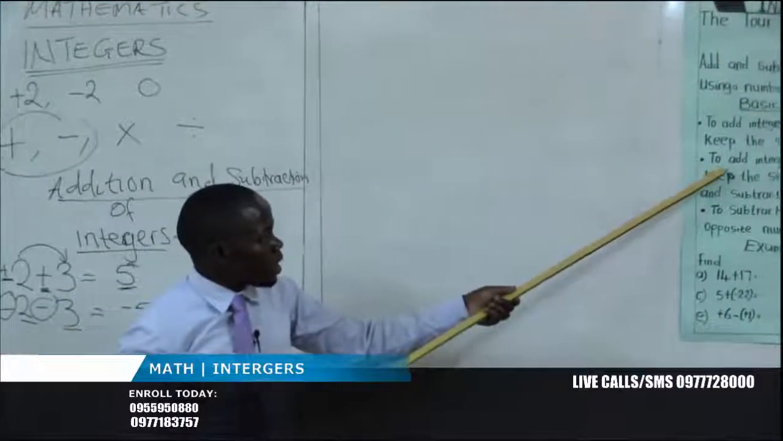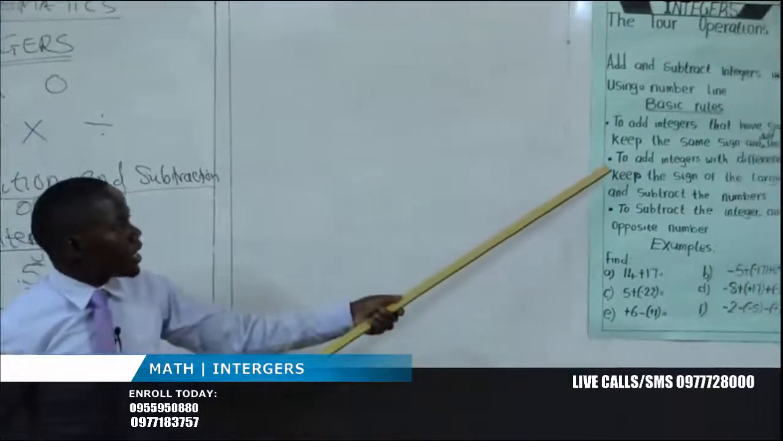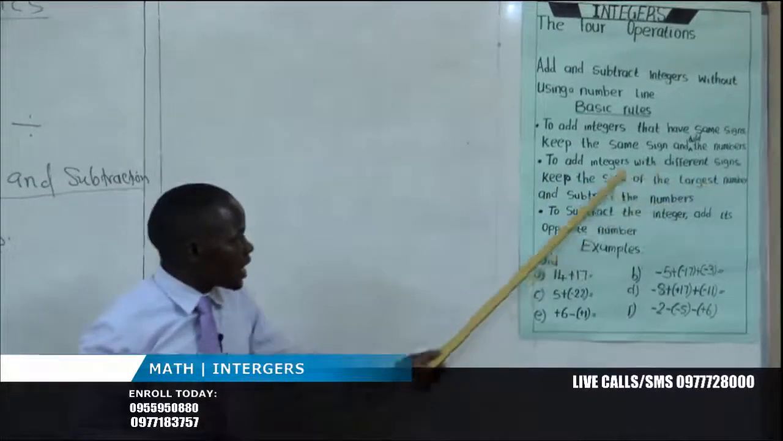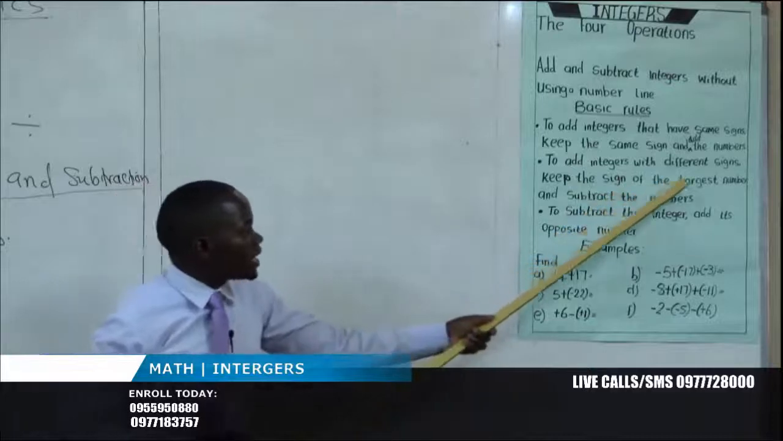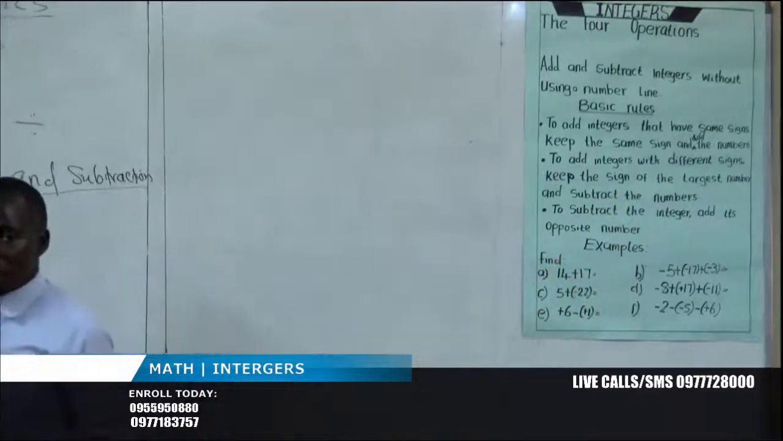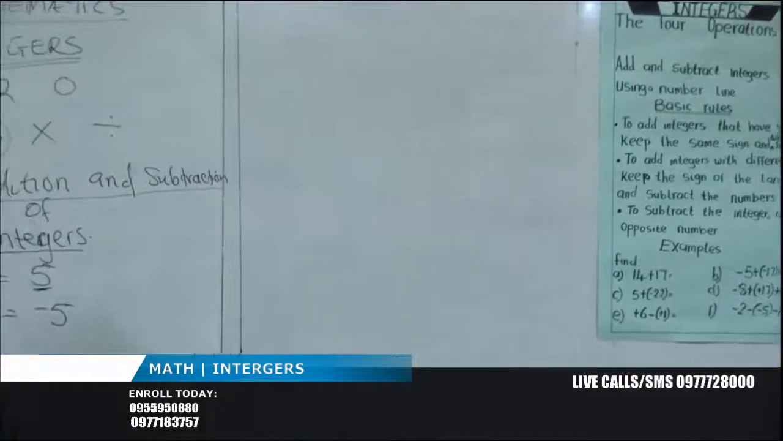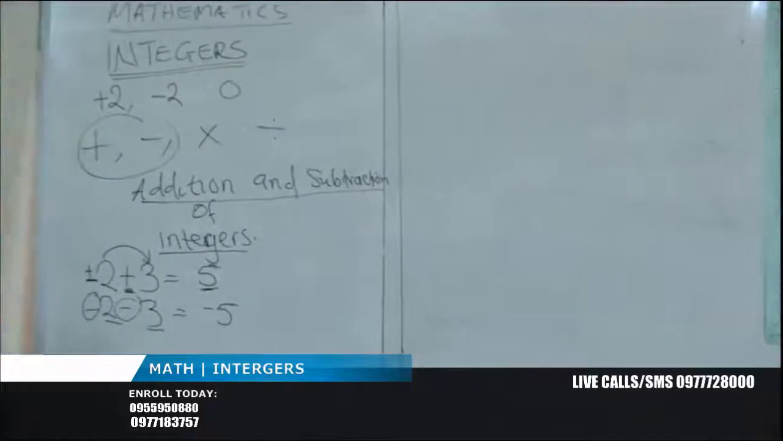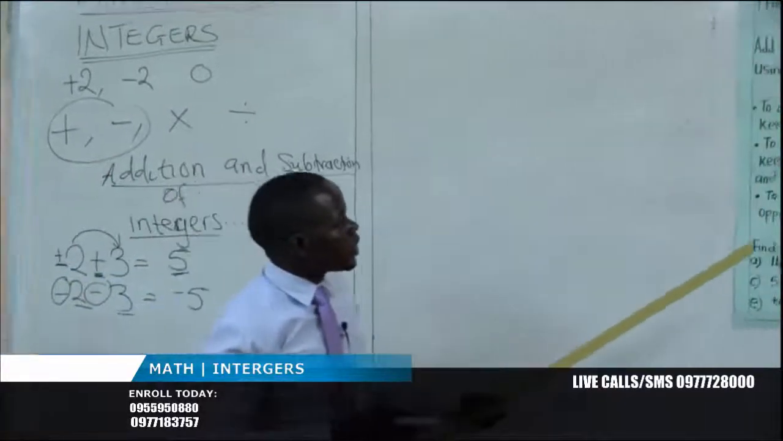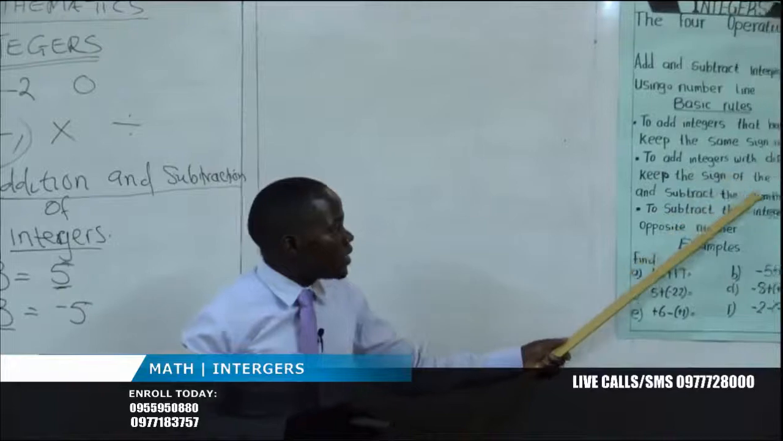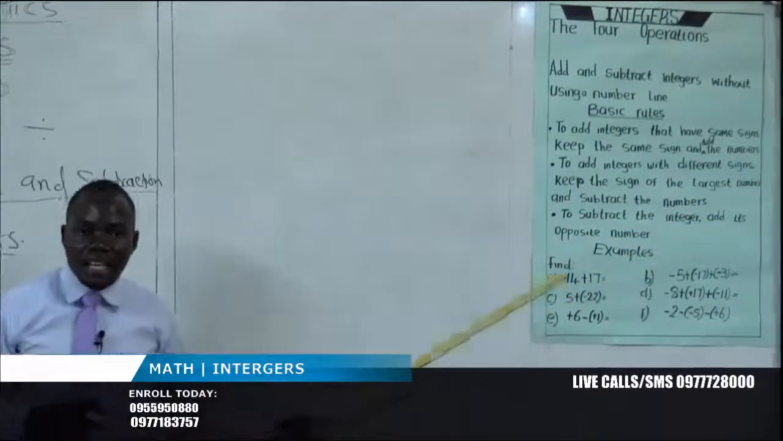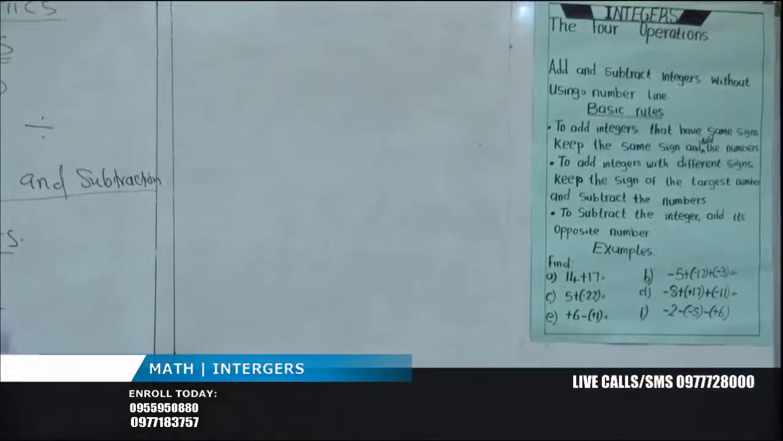Let's go to rule number 2. The rule number 2 says to add integers with different signs, keep the sign of the largest number and subtract the numbers. Very, very important. When you have got 2 different signs, we are saying you have to keep the sign of the largest number and you subtract the numbers. So what are we going to do here?